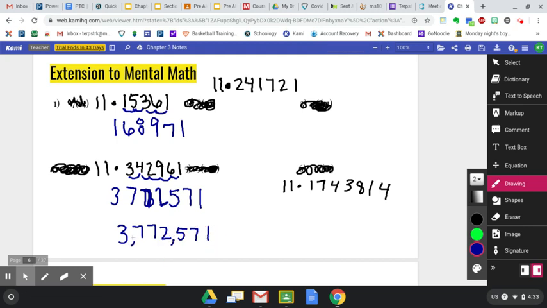Take a minute and pause and see if you can use that method to multiply 11 times 241,721. Remember, the first one stays the same, so we would have 2, 6, 5, 8, 9, 3, 1. First one, then we add these two as 6, 5, 8, 9, 3. The last number stays the same as a 1.